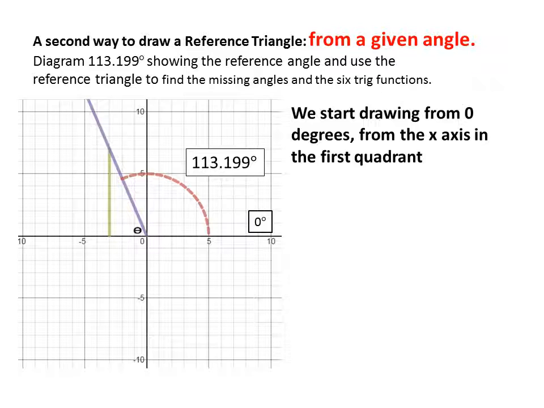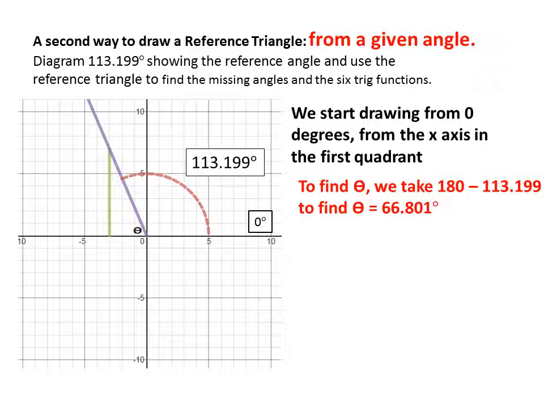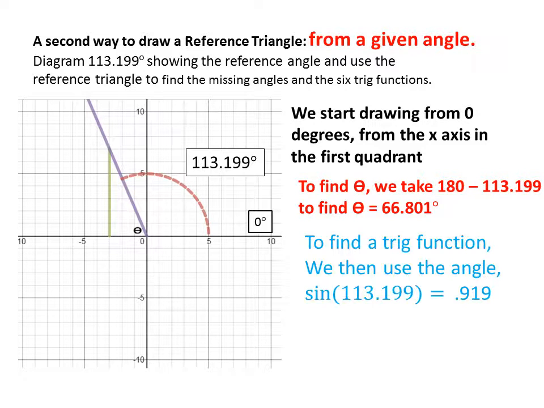Now I'm going to draw that as a ray, and the blue line is what I would draw first in this case. So I'd actually draw the angled line first, and then I would draw the green line down. You'll notice that I use the same green line we used in our other example, but I could have drawn that green line anywhere, it doesn't matter. When I want to find theta, I'm going to take 180 and subtract that 113 degrees, which is 66.801 degrees, just like we had in our first example.